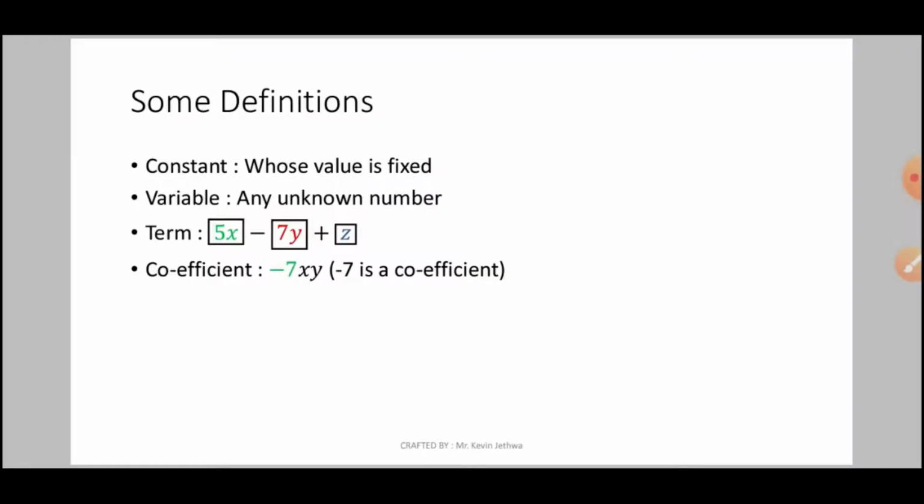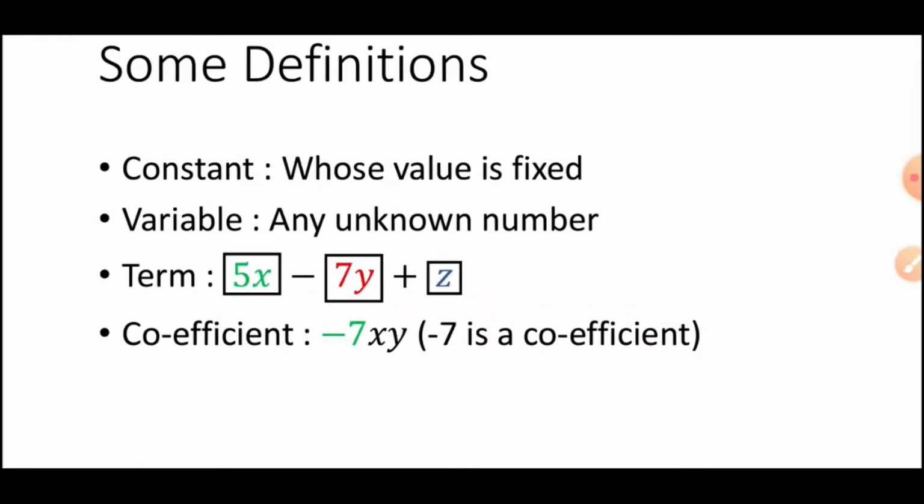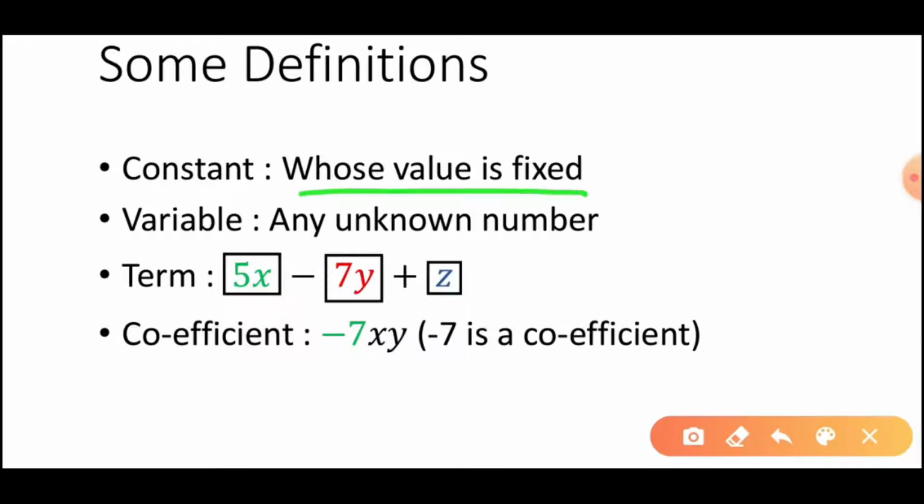We have already learned in lower standards such as constant, variable, term, and coefficient. Constant is the one whose value is fixed. Say any number such as 2, 3, 4, -5. So these are all constants.